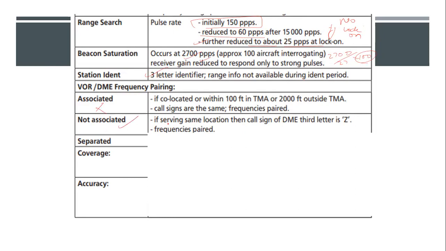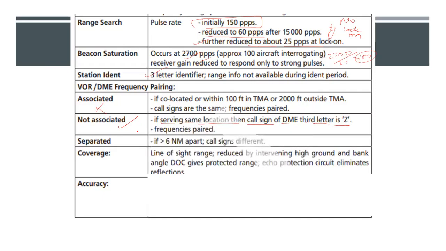This is important. If serving the same location, then the call sign of DME third letter is Z or Zulu. Separation. If 6 nautical miles apart, then the call sign is separate. And remember in VOR DME, we had the co-location and it was just, I think, 150 or 60 meters. But in this case, if we are in 2 DMEs, then the separation could be this.